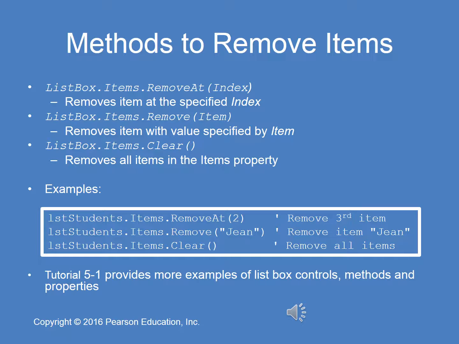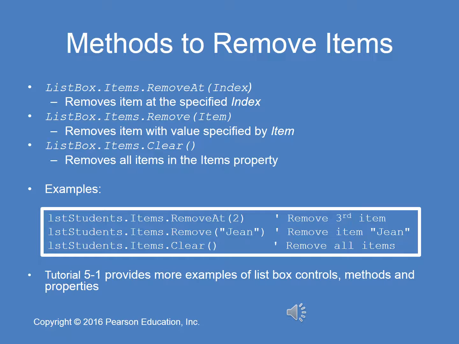So listbox.Items.Remove, and then an item, actually removes an item that matches the argument passed to that particular method. And then listbox.Items.Clear, which doesn't have any arguments, removes all items in the Items property.